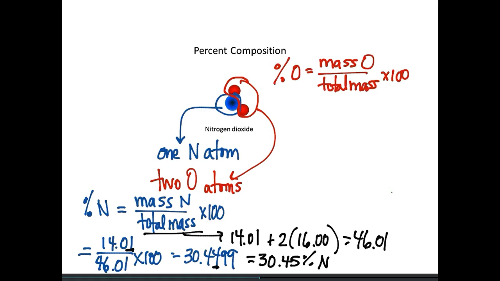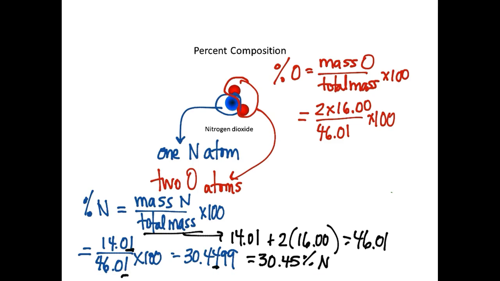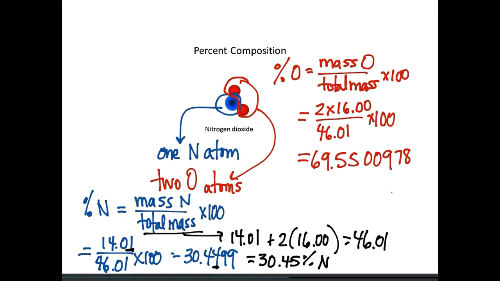And then to finish the problem, the percent oxygen, there are two ways to figure that out. Since there are only two elements in this compound, you could just subtract 30.4499 from 100 to get the mass of oxygen. Or you could repeat the same process we just did for nitrogen, but for oxygen. Probably the wisest thing to do would be to pick one way and then verify the answer with the other way. So 2 times 16 is 32, divided by 46.01 gives me 69.55%. 4 significant figures.